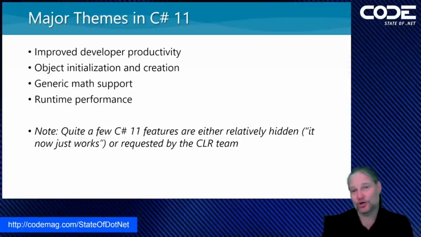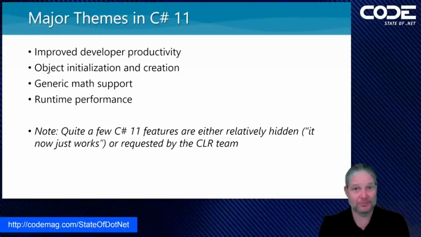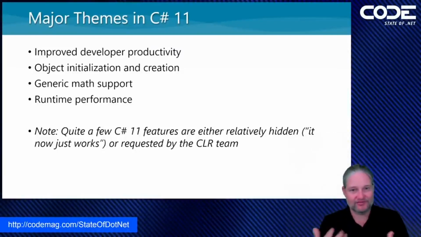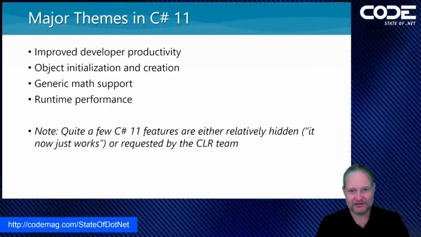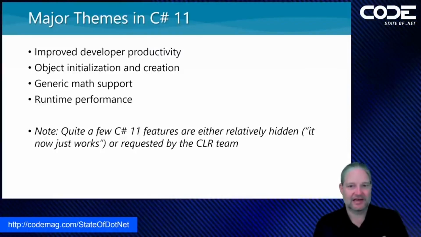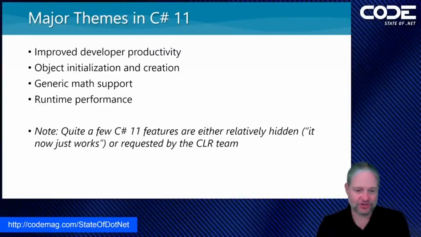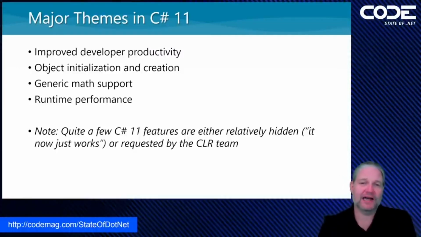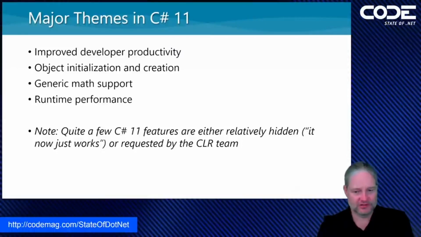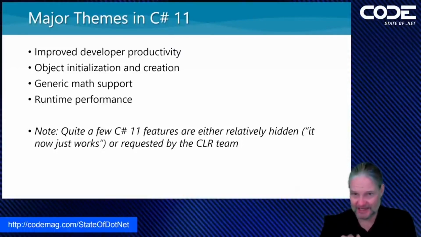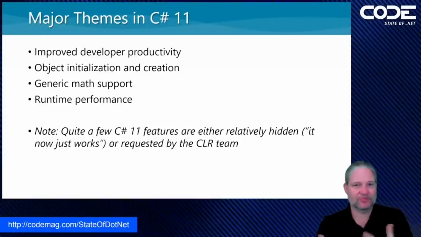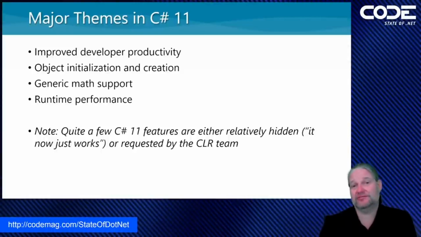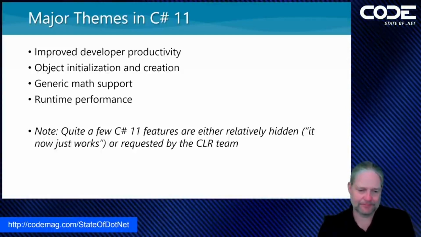There's also a lot of under the hood stuff: generic math support, the ability to create generics and still automatically get everything that you would get from math operations, like the ability to create a type of T that then supports things like multiplication and so on. And of course, runtime performance stuff. These two items are probably not something that you will encounter all that much yourself in terms of the code you write, but it just means more stuff works and more stuff works better. And a lot of those features are kind of hidden and have really been requested by the .NET runtime team.